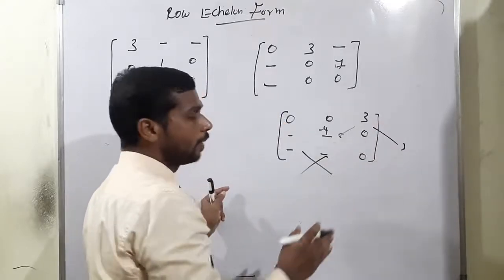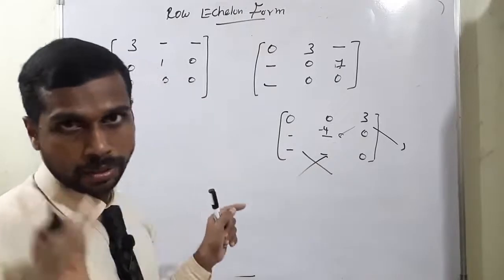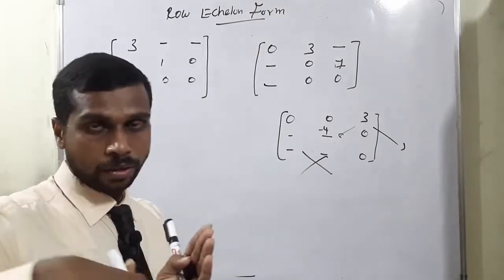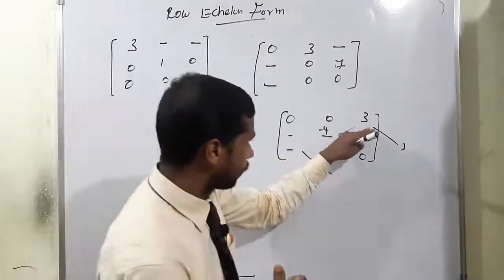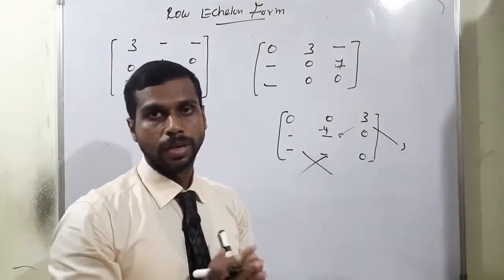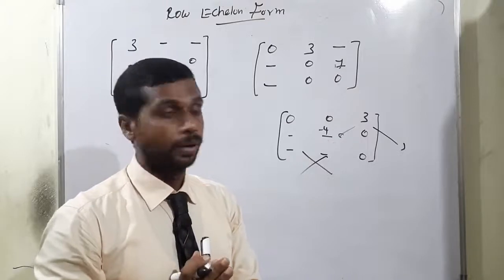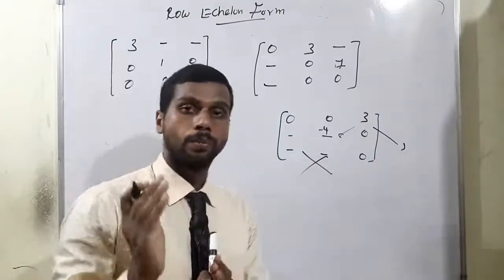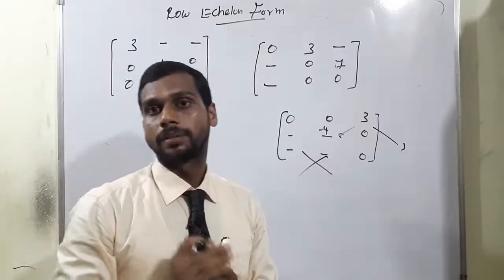But in row echelon form, once the non-zero digit starts, the terms under it should be zero, and if the next non-zero digit starts, it should come only on the right side. Okay, that is the condition. Row echelon form. So I will move on, as per your book, to some more concepts.